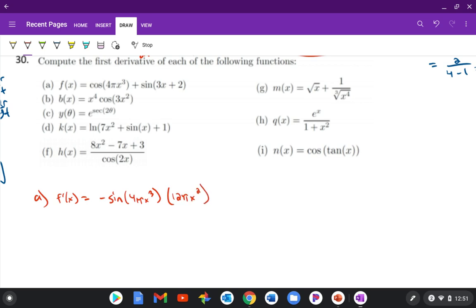That's the derivative of the first thing. Plus, the derivative of sine is cosine. Keep the inside the same, x plus 2, and then times the derivative of the inside, which is just 3. And we'll just leave it like that for now.